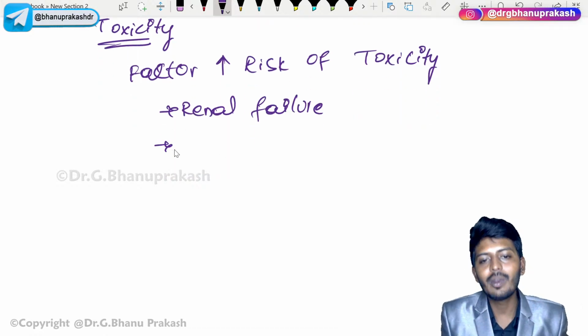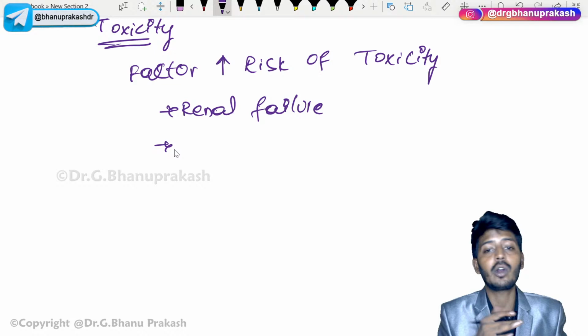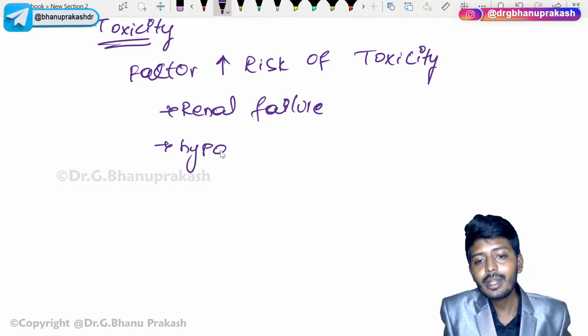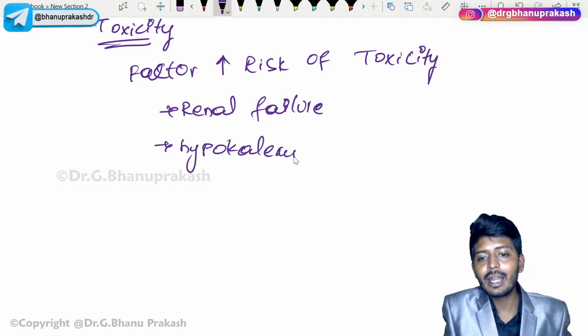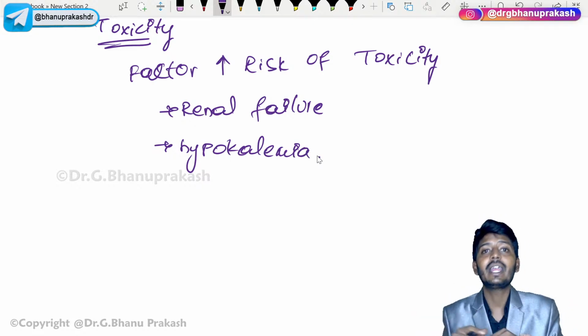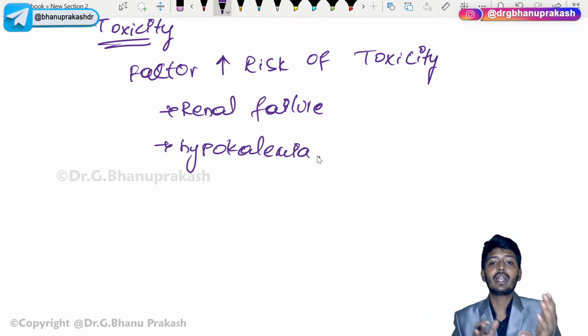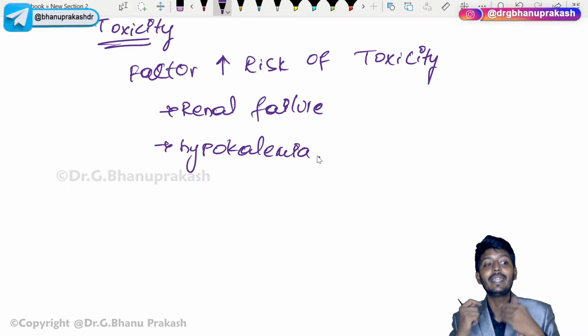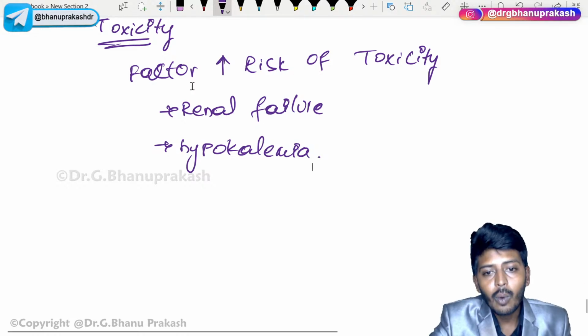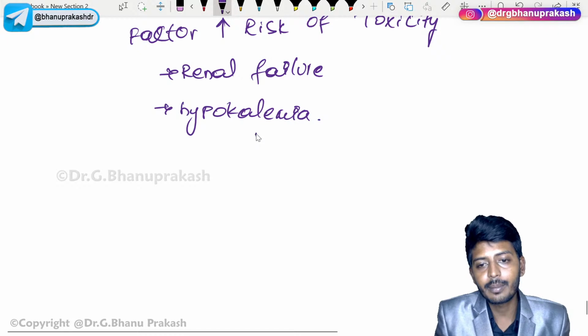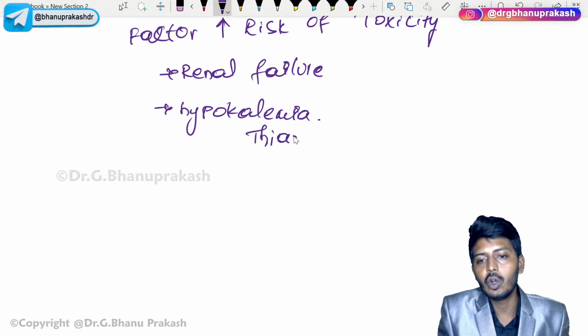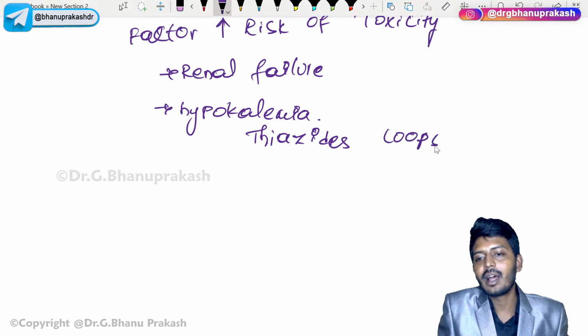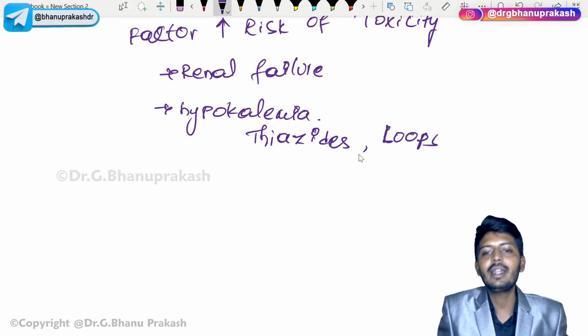Apart from renal failure, what else can cause this? Hypokalemia. Hypokalemia means there is already a low level of potassium in the body. If potassium levels are low, it can lead to toxicity very easily because digoxin and potassium are competing for the same site in the sodium potassium ATPase, right? Hypokalemia is usually caused by, remember, thiazides and loop diuretics. These are the two drugs which can lead to hypokalemia.